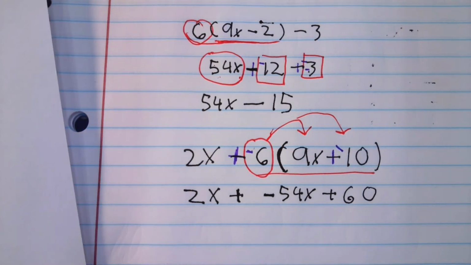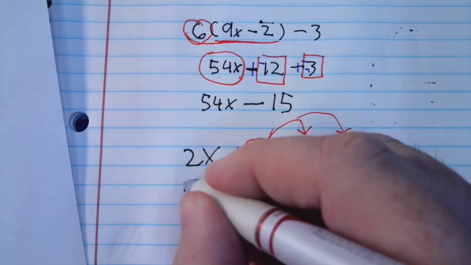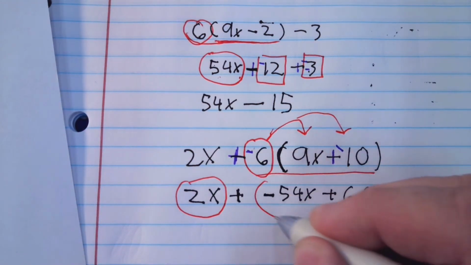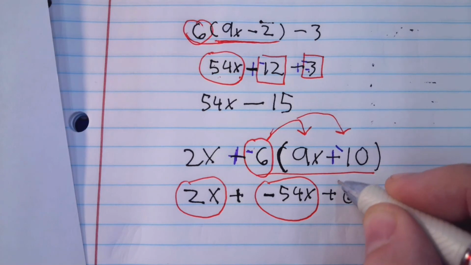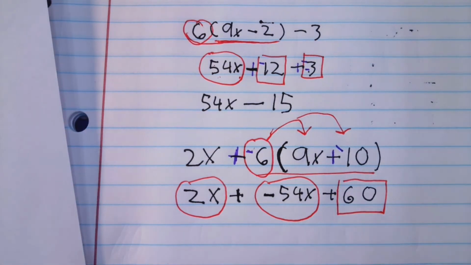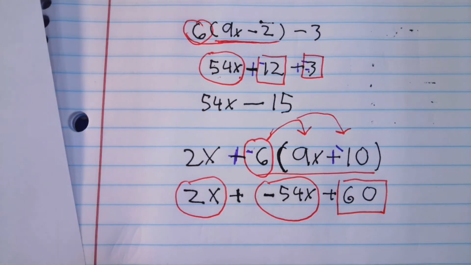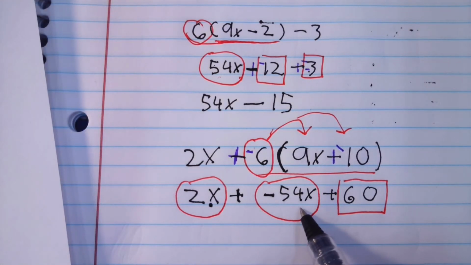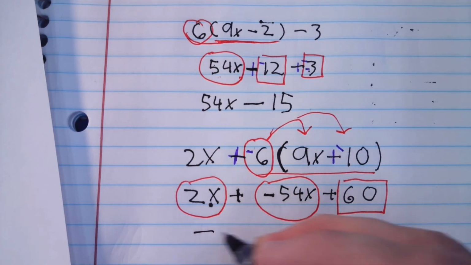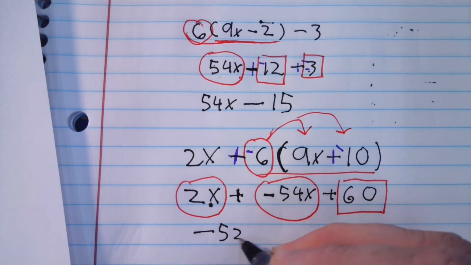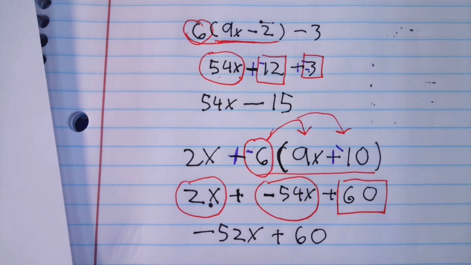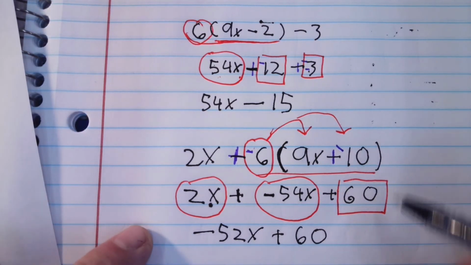Okay, let's look at my like terms. Let's see, yep. And I don't have any other regular numbers. Okay, looks good to me. 2 plus a negative 54. Well, negatives are going to win by a lot. Is that a 52? And I'm done. So this is a hard problem.